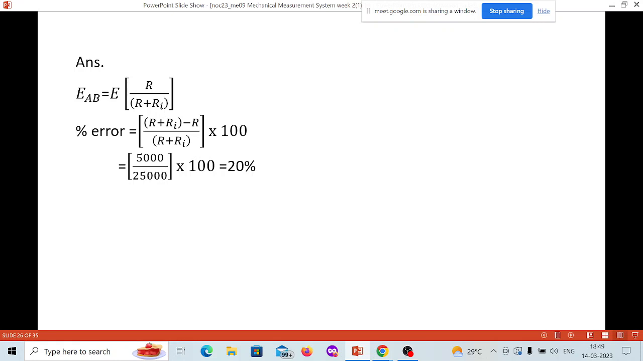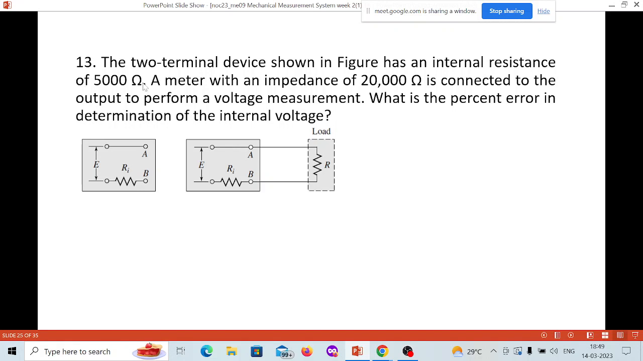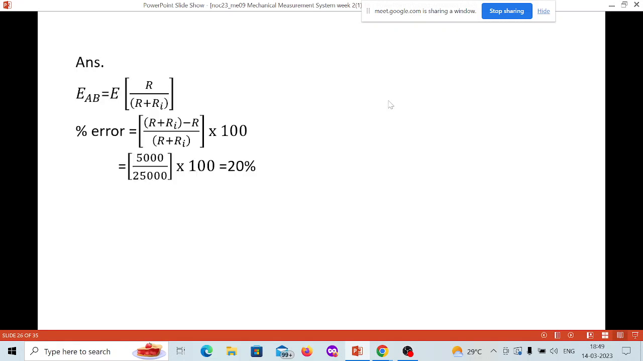So if we substitute, we know Ri is 5000 ohms and R is 20,000 ohms. If we substitute, Ri is 5000, R plus Ri is 5000 plus 20,000, which is 25,000, into 100. This will give you 20%. So there will be a 20% error in the voltage measurement.